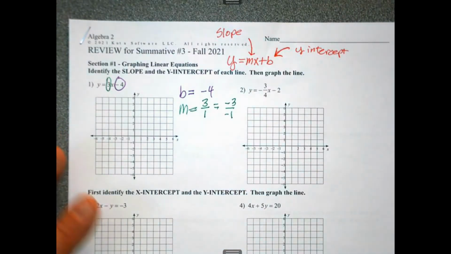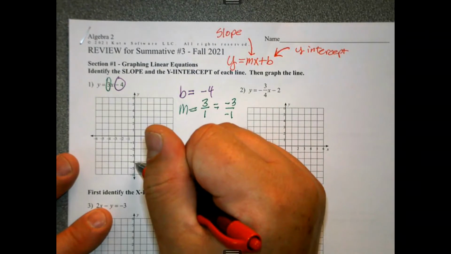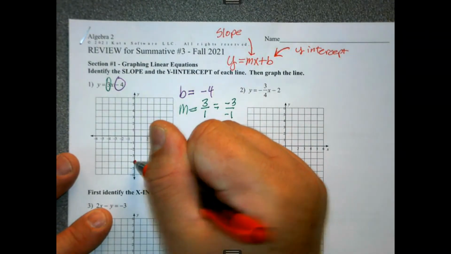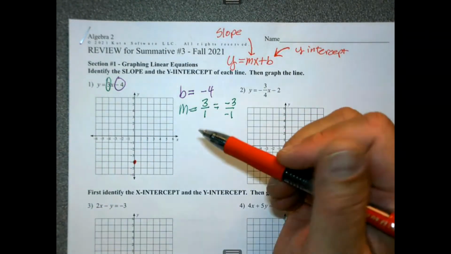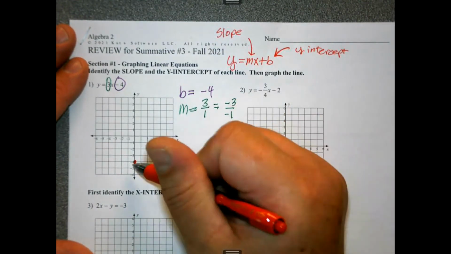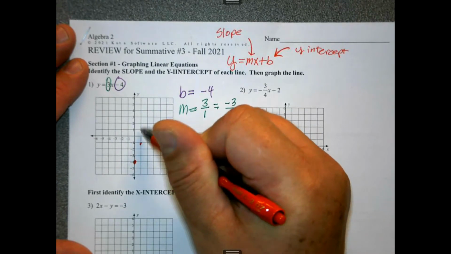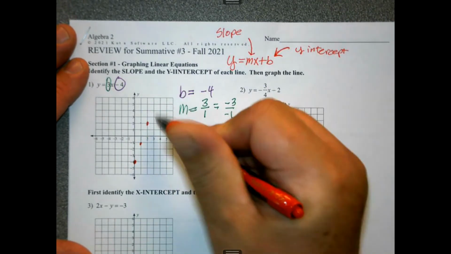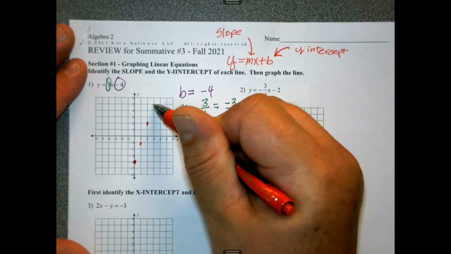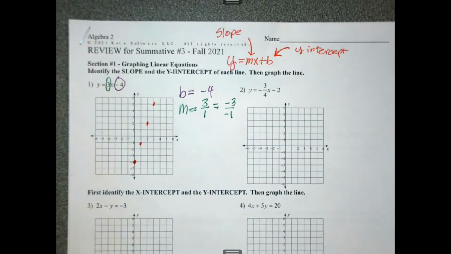So I'm going to start at -4, the y-intercept, and then I'm going to go up 3 to the right 1, up 3 to the right 1, up 3 to the right 1. And because I want my paper to be extremely neat for Mr. D so that he can grade your papers swiftly.